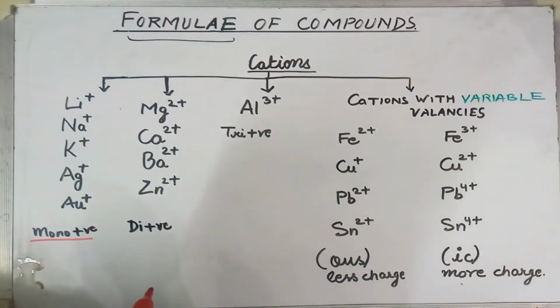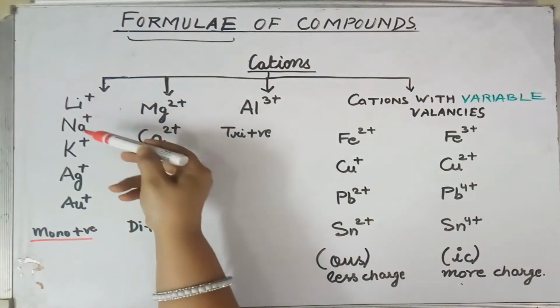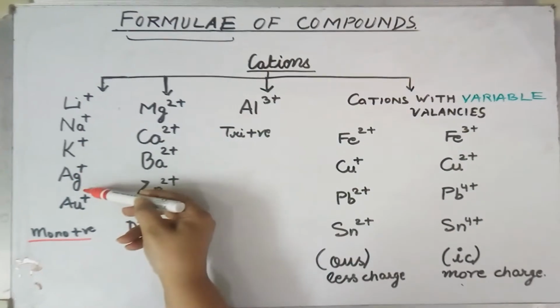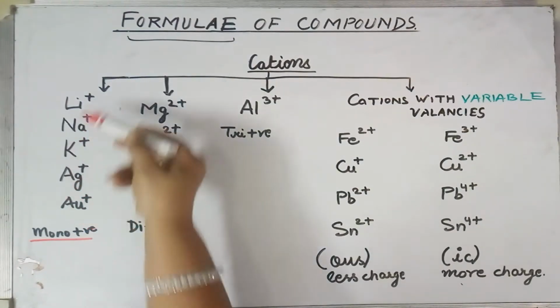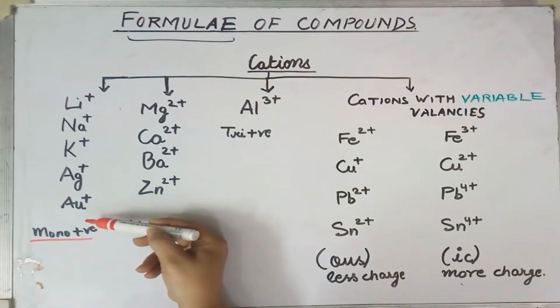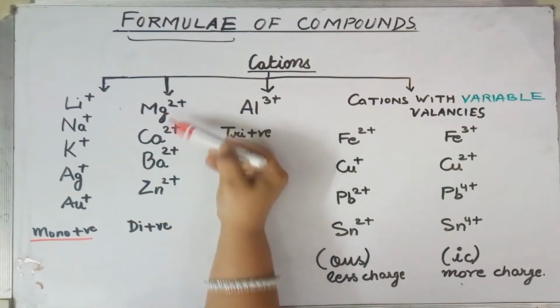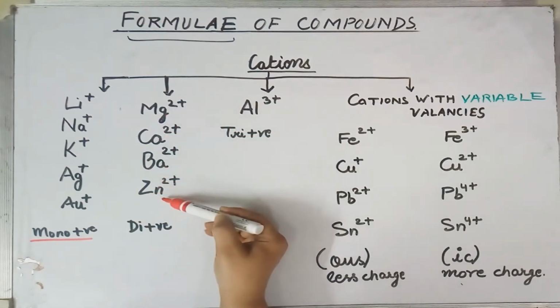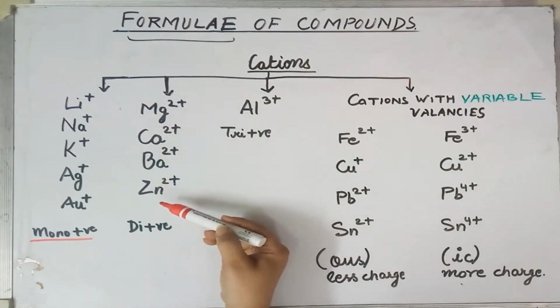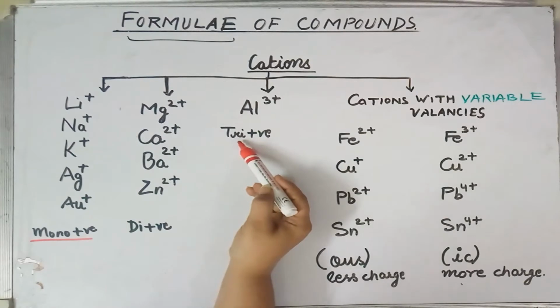The elements which have lost one electron in making unipositive ions are lithium, sodium, potassium, silver and gold. All of them have a unipositive charge. Magnesium, calcium, barium and zinc are the most common dipositive ions, and aluminium is tripositive.